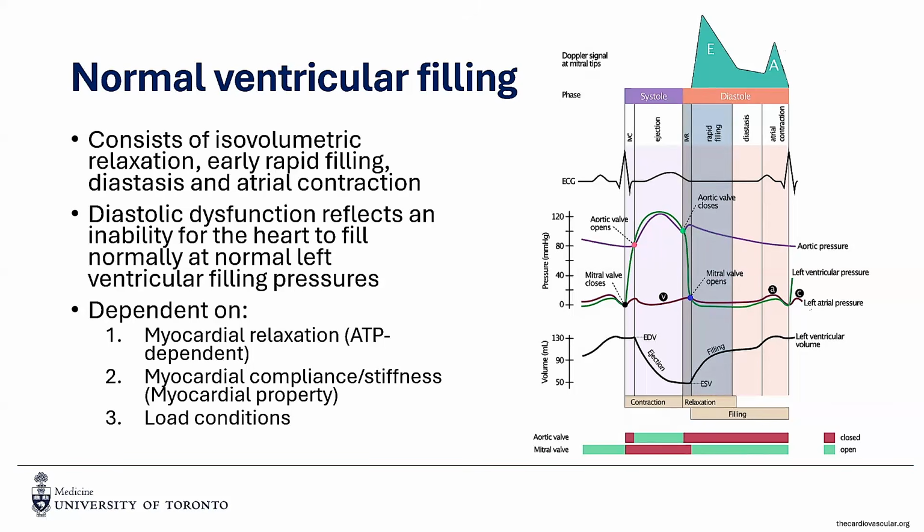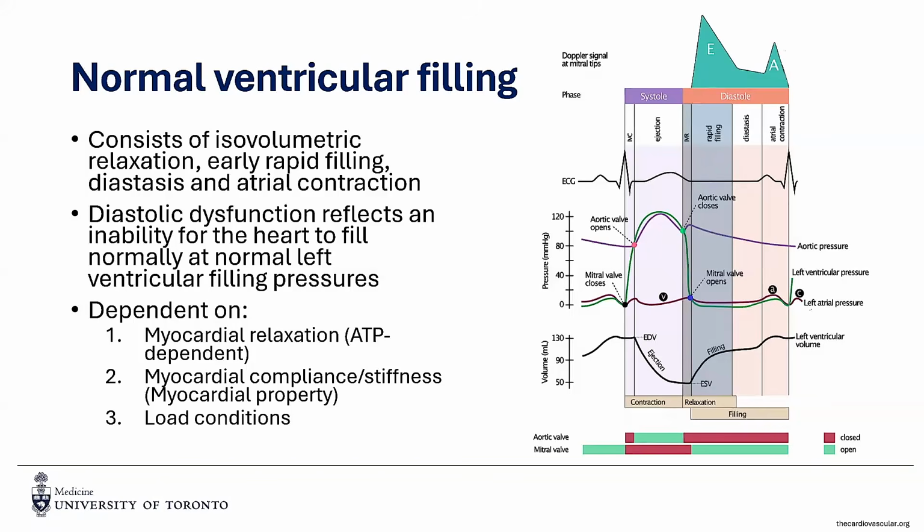Following this period, there's a period of diastasis where the pressures in the left ventricle and the left atrium are relatively similar. Because of this, you have a relatively slow period of filling. And then finally, you have the atrial kick or the atrial contraction, which generates the A wave on our mitral CW. Diastolic dysfunction itself reflects an inability for the heart to fill at normal filling pressures, and this is something that we'll see as we go throughout the presentation. When the filling pressures must rise in order to maintain the stroke volume as well as the cardiac output, this is one of the hallmarks and one of the true definitions of diastolic impairment.